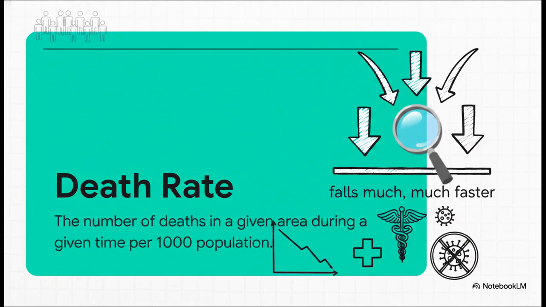But what you really need to remember here is that historically, during that transition phase we outlined earlier, the death rate falls much, much faster than the birth rate. Medical advances and public health initiatives can control diseases pretty rapidly. But the social decision for families to have fewer children, that takes generations to adopt.